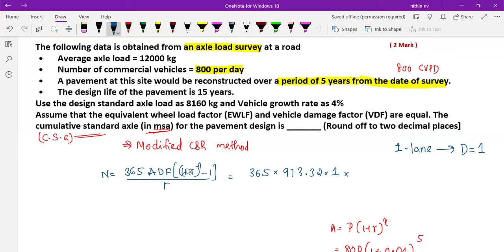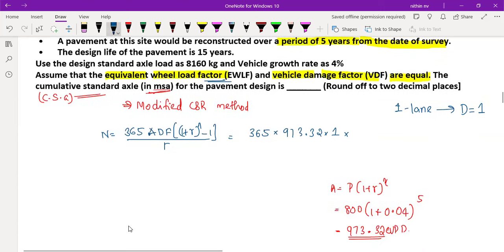In this question, they have not given it. But they have mentioned that the equivalent wheel load factor and vehicle damage factor are equal, which means what? We need to know the meaning of this equivalent wheel load factor. We know that the equivalent wheel load factor is nothing but any load divided by the standard load, which means we are going to calculate it for a particular load, right? For every load, we can calculate different values of equivalent wheel load factor.